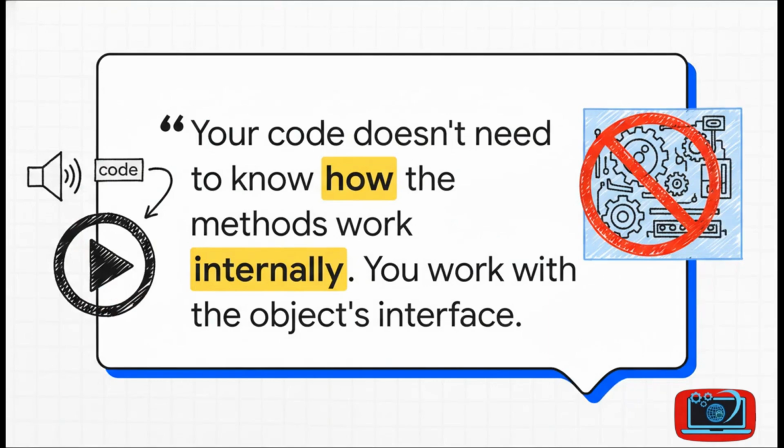And here's the golden rule. When one part of your code wants to use another part, say to play a song, it doesn't need to know all the messy details of how that song gets played. It doesn't care how the audio is decoded or what signals are sent to the speakers. All it needs to know is that there's a button, a method called play. It just trusts the object's public interface to get the job done.